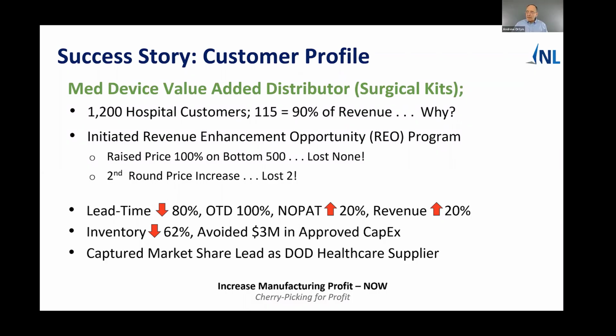Okay, so I'm kind of blown away by the results here. If I put my operator's hat on, if inventory goes down by 62%, what that means is that this business is freeing up cash to be able to invest in other things. And the fact that they were able to avoid a $3 million CapEx expenditure is very significant, on top of the other factors you identified here. So really, pretty impressive.